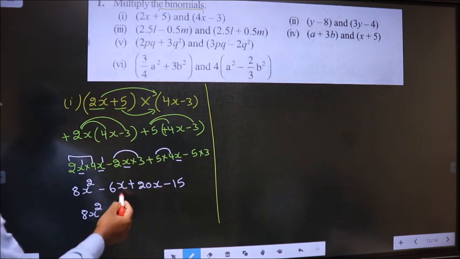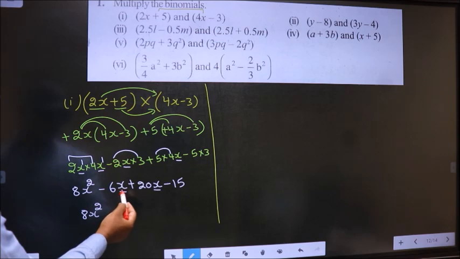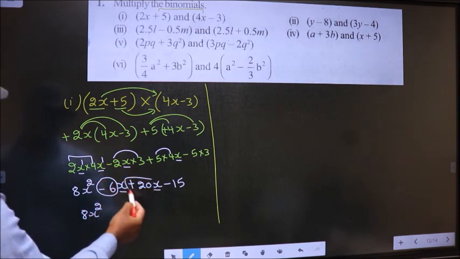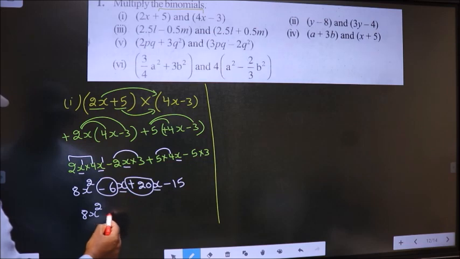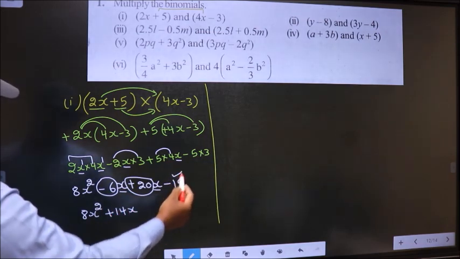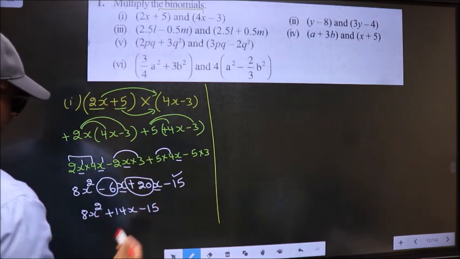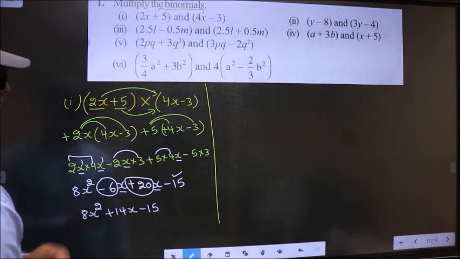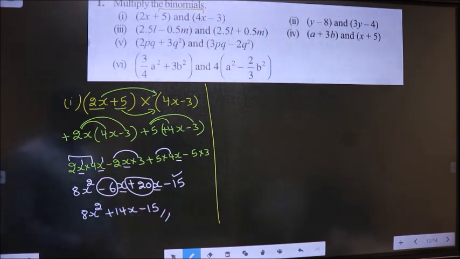You observe here we have x, here also x. Now that means these two are like terms. So the number before x is minus 6 and here it is plus 20. So minus 6 plus 20 is plus 14. x as it is and the constant as it is we write. All are different terms, we cannot simplify it further. So this is our answer.